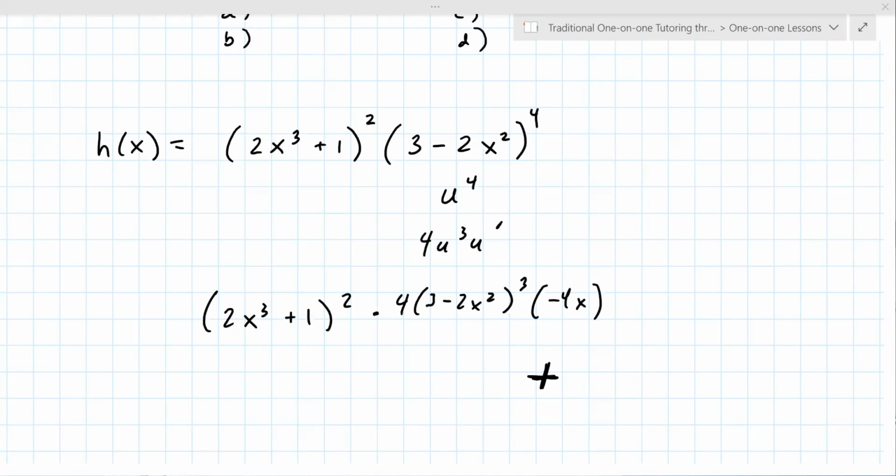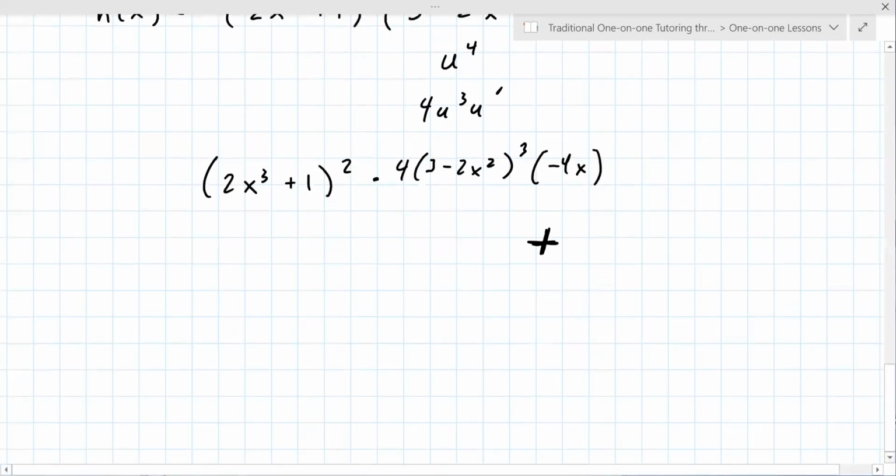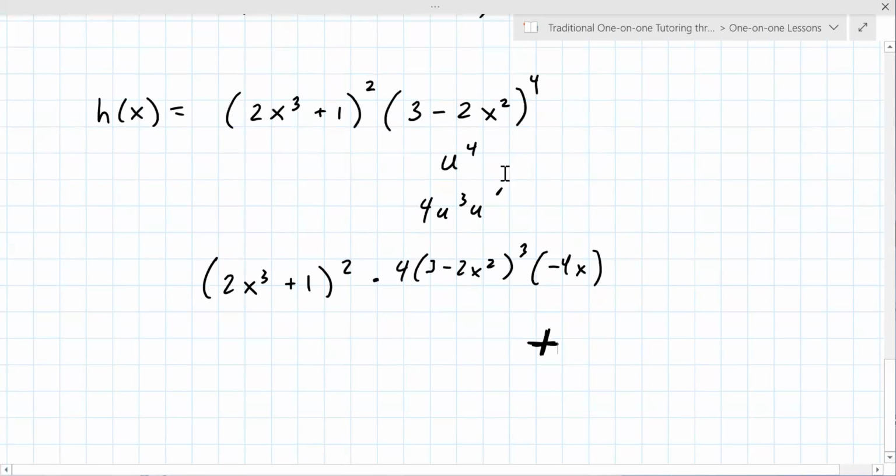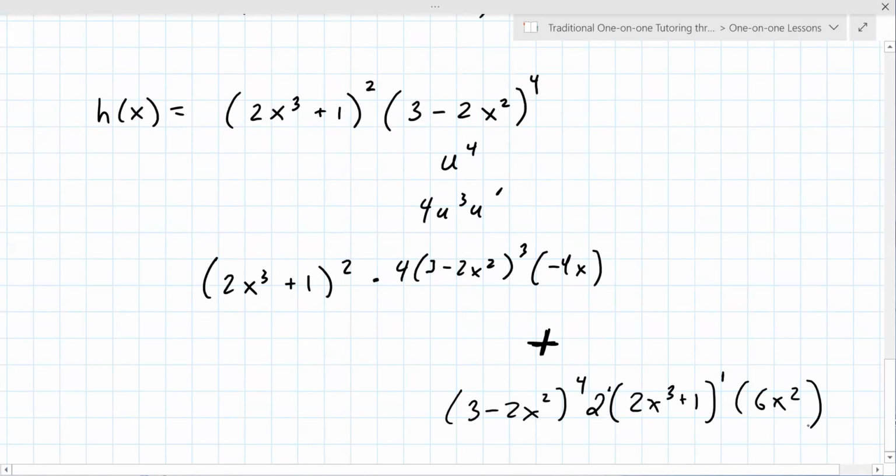I just don't know how to simplify this. Oh, don't worry about that, because this is more extreme than you're going to see. Okay, so I got 3 minus 2x squared to the fourth times 2 times 2x cubed plus 1 times 6x squared. Yeah, that's perfect. When they really want you to simplify, they give you something that always works out nicely.